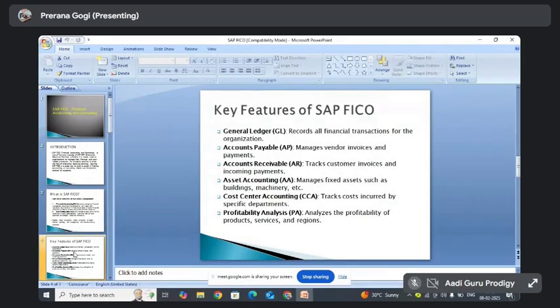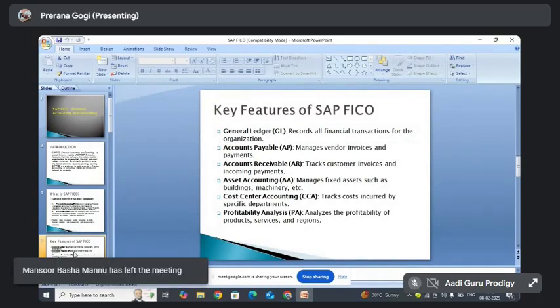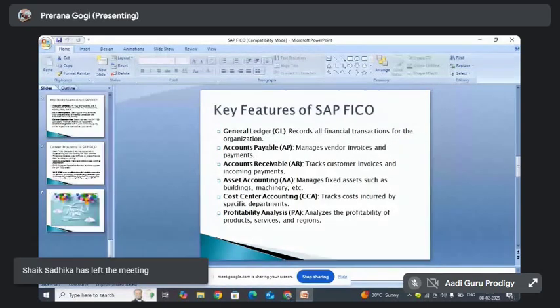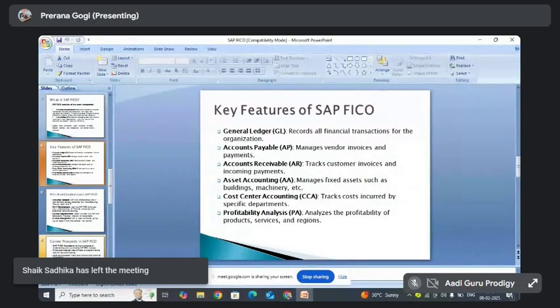So what are the keywords you usually find in SAP FICO? You are probably all BBA or BCom students. You might have heard of general ledger, accounts payable, accounts receivable, asset accounting, depreciation, cost center accounting, profitability. These are the common ledgers we see in our accounts department, right? Is it true?